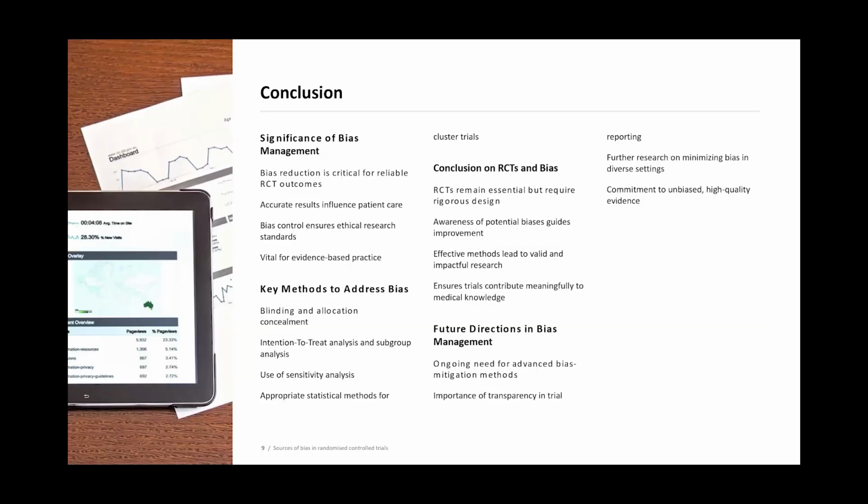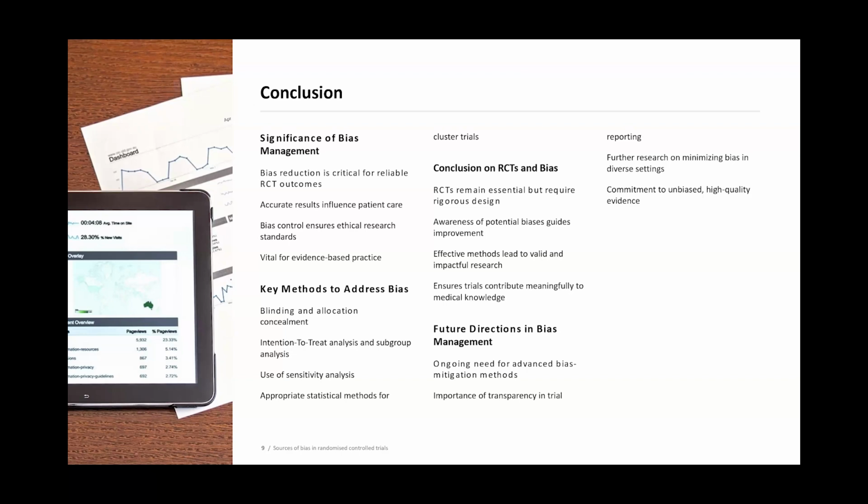And as a conclusion of all of this, we have to minimize the bias in the critical appraisal of the validity and reliability of randomized clinical trials by employing methods like blinding, allocation concealment, and making sure to use the right statistical analysis. We can ensure that findings are both accurate and applicable to real-world settings, while challenges remain in advanced bias management.